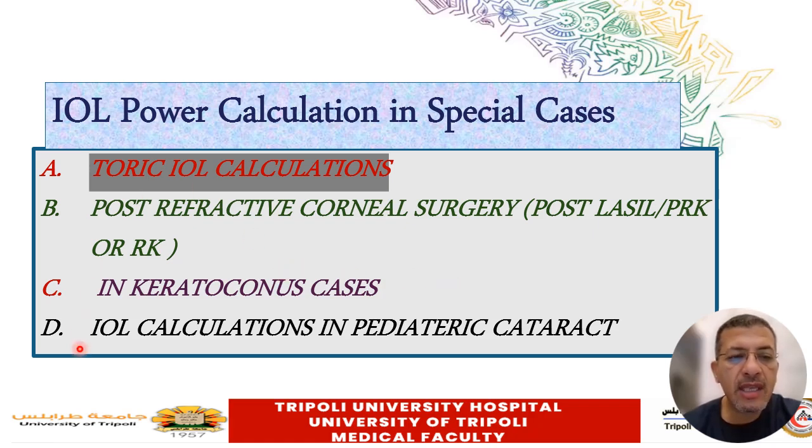I will speak only on these four subjects, and especially the Toric IOL, because this has gained special attention from all doctors, because surgically induced astigmatism is present in nearly most of the cases, and to get a very good result after cataract surgery, which is now a refractive surgery, we need to handle this issue of the Toric IOL calculation, especially with the advancement of the machines that can measure the posterior surface of the cornea.